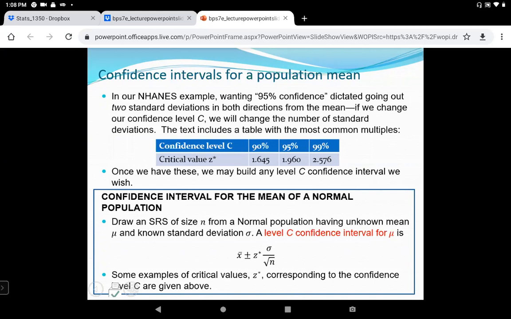The 90% confidence level has a Z star of 1.645. A confidence level of 95% has a critical value Z star of 1.960, and a confidence level of 99% has a critical value Z star of 2.576.